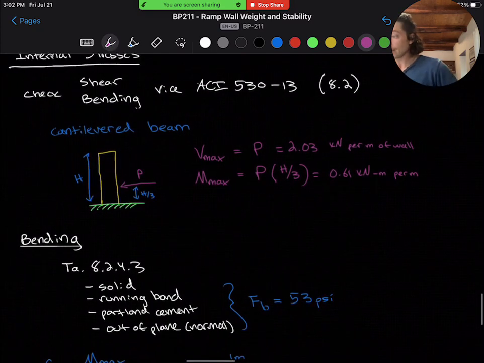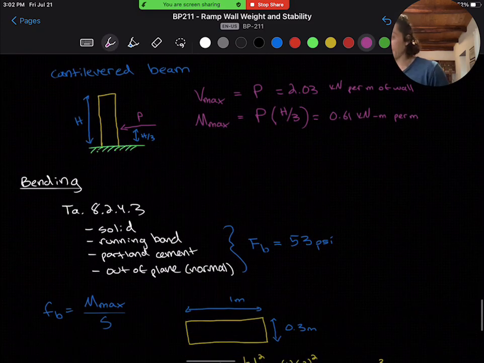Now, looking back to ACI 530-13 for out-of-plane flexural capacity, we are directed back to Table 8.2.4.2 for the allowable flexural tensile stress. Here, for loads normal to the bed joint, which remember we established is the out-of-plane bending, Portland cement mortar and solid units in running bond, which is what our river rock masonry is, we read a required capacity of 53 psi, or an F_b of 53 psi.